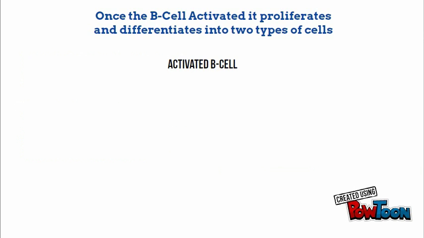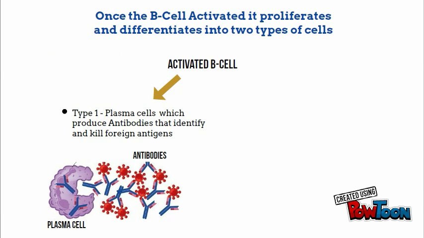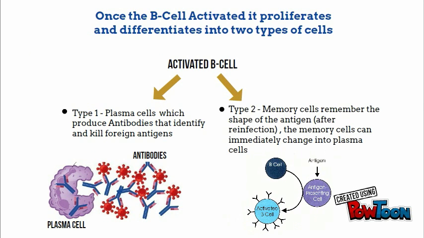Once the B cell is activated, it proliferates and differentiates itself into two types of cells: plasma cells, which produce antibodies that identify and kill foreign antigens, and memory cells that remember the shape of the antigen after reinfection. These memory cells can immediately change into plasma cells.